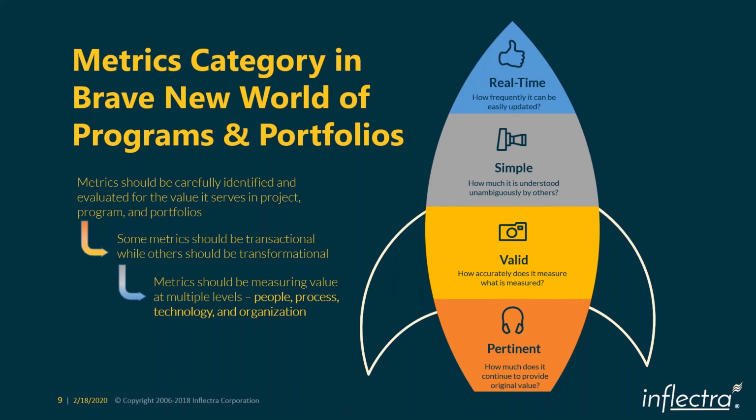So real time. The next one is going to be simple. How easy it is for somebody to understand that metric. So you don't need to necessarily write a paragraph or a page full of documentation to say what this metric is. If you are, then it's going to be very convoluted and people are going to have different interpretation of the metric. The next one is going to be valid. How accurately is it measuring what you are saying you are measuring, right? And finally, the pertinence. How much does it continue to provide the original value for which you designed this metric?